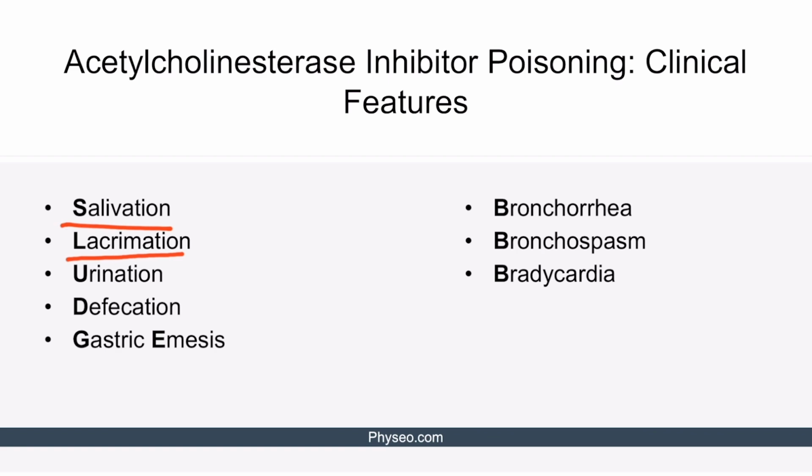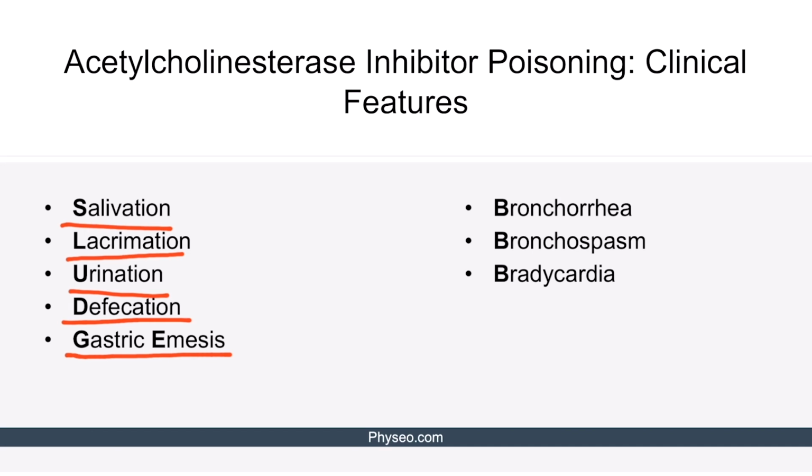U stands for unintended or excessive urination, which occurs as a result of detrusor muscle overstimulation by acetylcholine. D stands for unintended or excessive defecation, and GE stands for gastric emesis, both of which occur because acetylcholine stimulates smooth muscles of the digestive tract, which increases their motility.